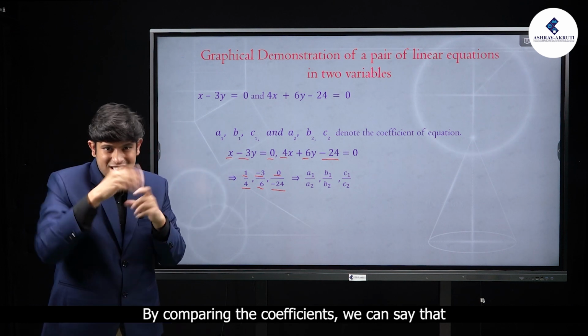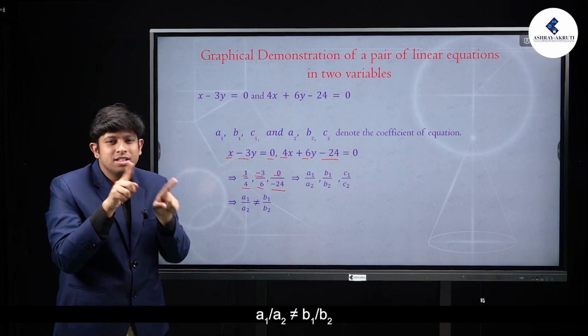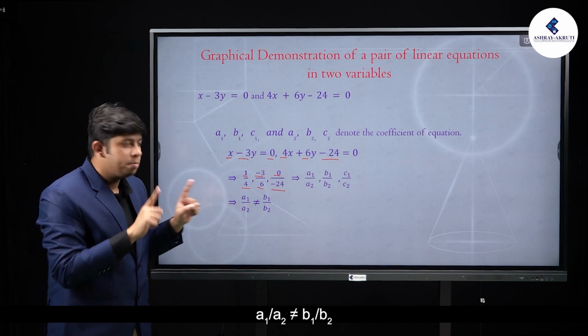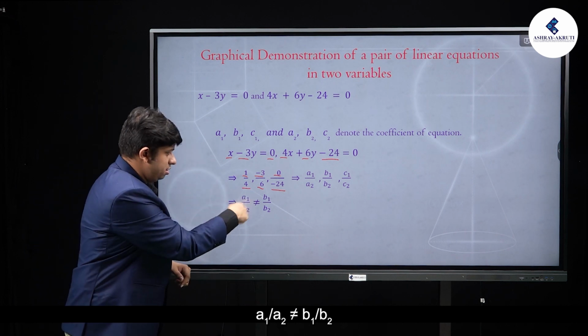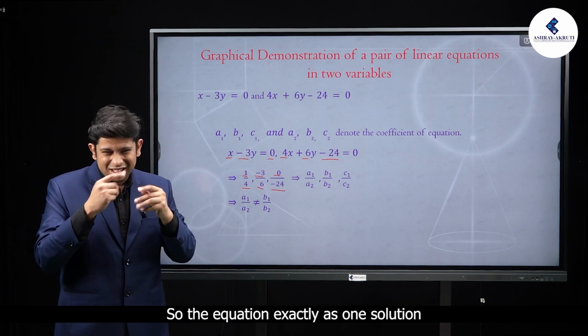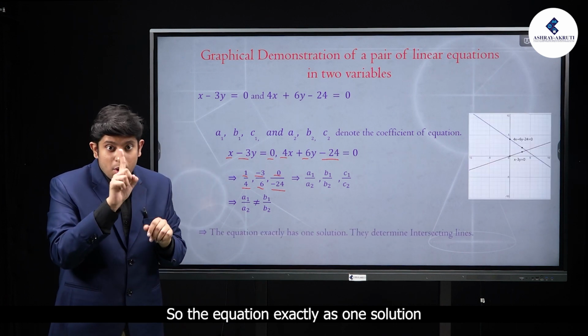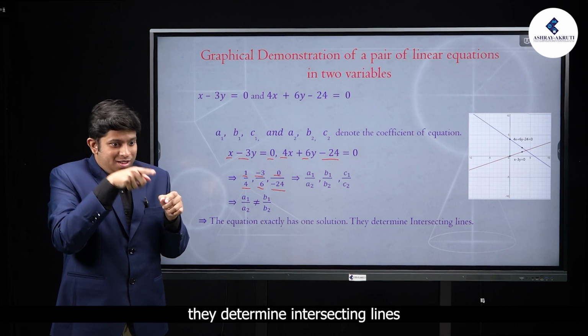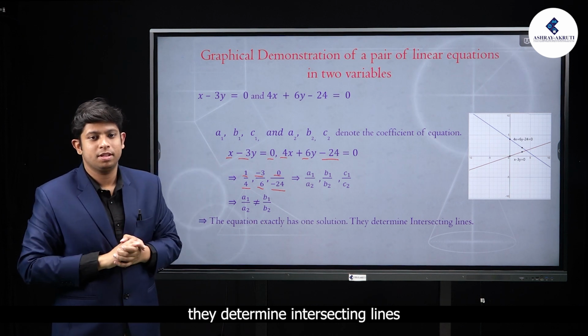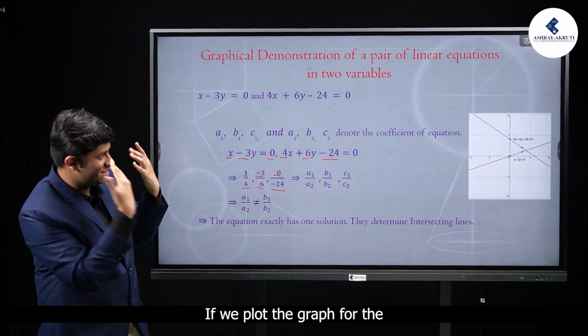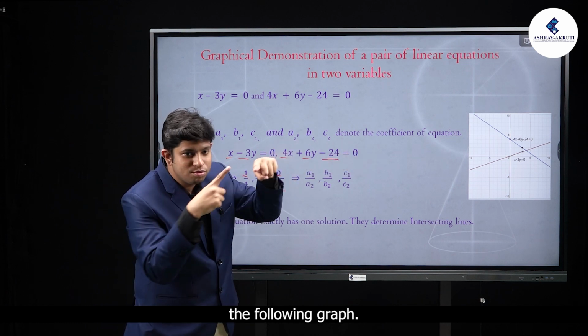By comparing the coefficients, we can say that a1 by a2 is not equal to b1 by b2. The equation exactly has one solution. They determine intersecting lines. If we plot the graph for the given equations, we get the following graph.